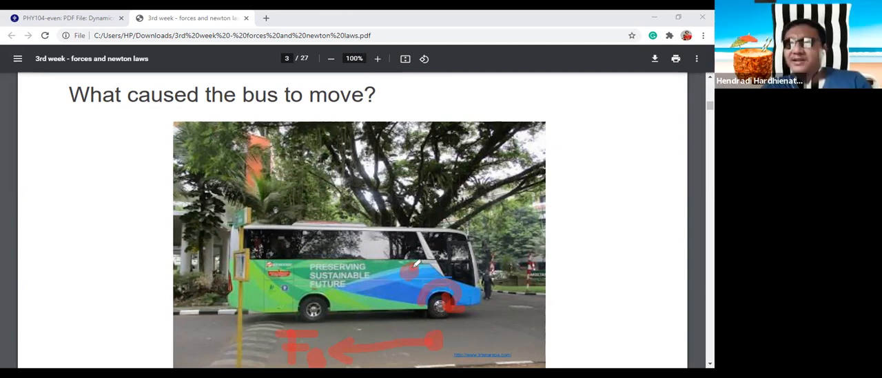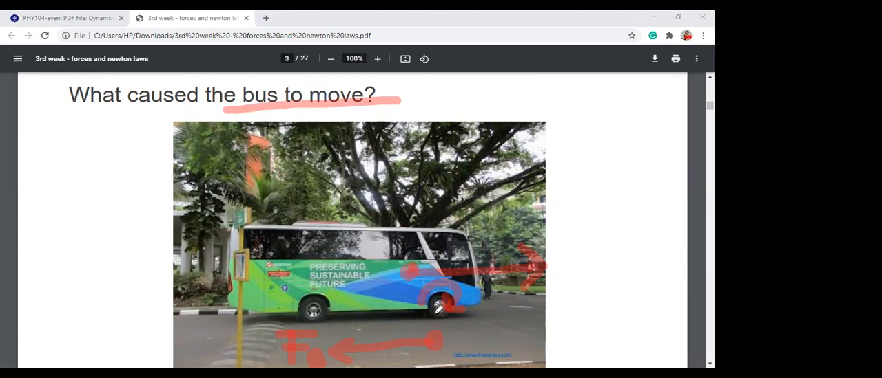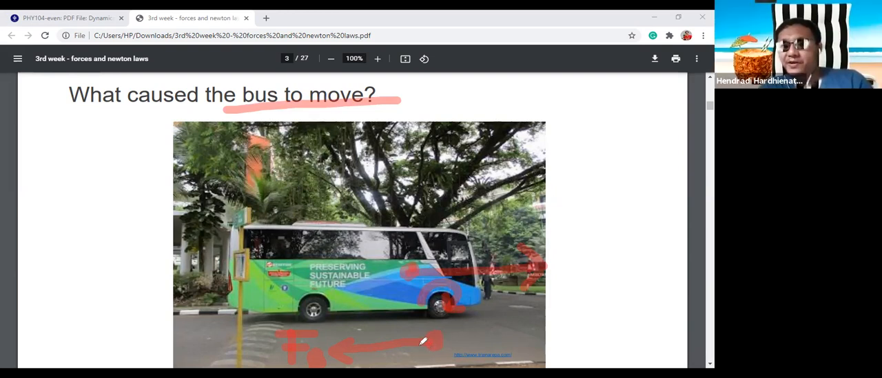Which direction does the floor push the bus? To the right or to the left? Because the bus is pushing the floor behind to the left, the bus will feel a reaction force to the right. To the right, right? So this is the reason why the bus can move: the bus is giving a force to the road, to the left, and the road will push the bus to the right. So this is the reason why the bus can move forward.